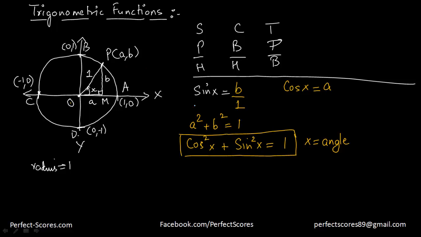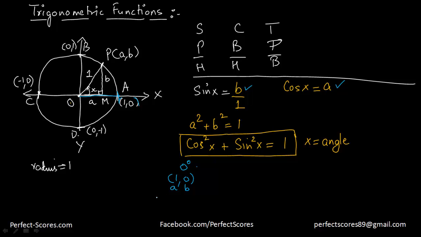Using the expression that sine x is equal to b and cosine x is equal to a, let's suppose I want to find the values of cosine and sine for some standard angles. Let's start with 0 degrees. For 0 degrees, the point I am interested in is (1, 0). In that case, the value of a is 1 and the value of b is 0.